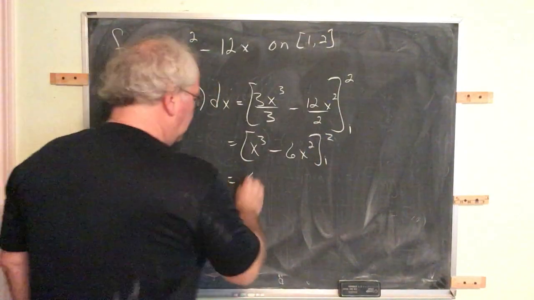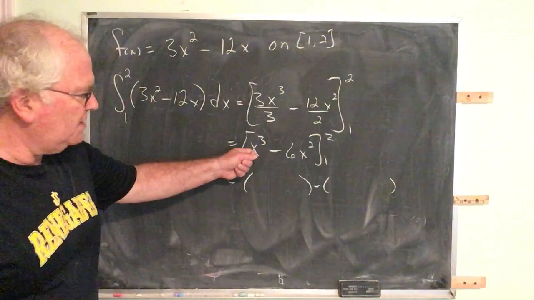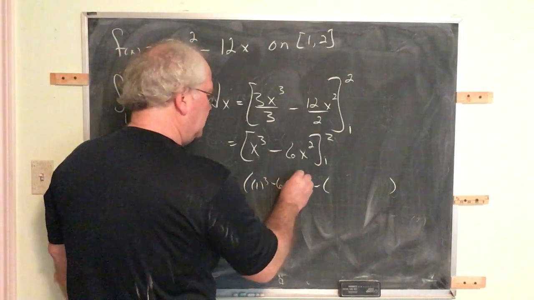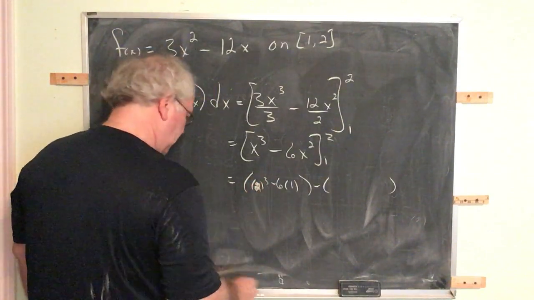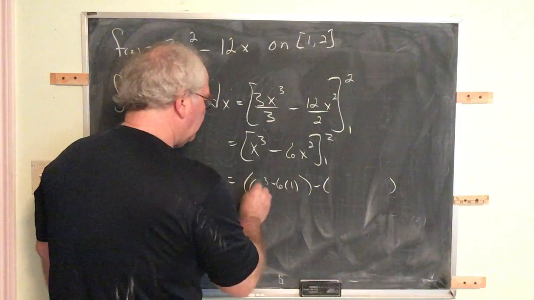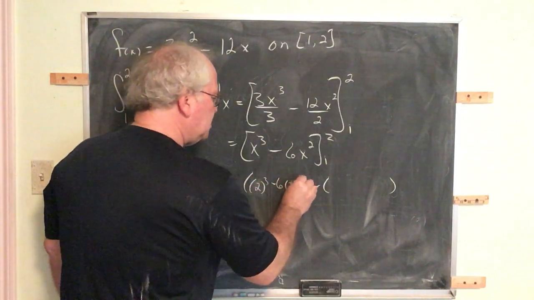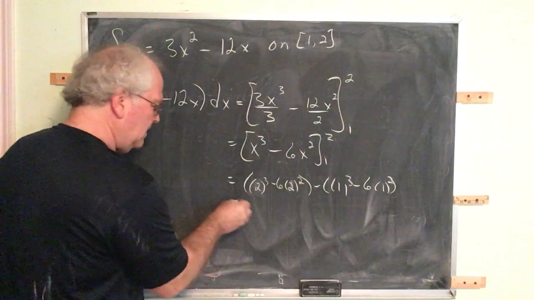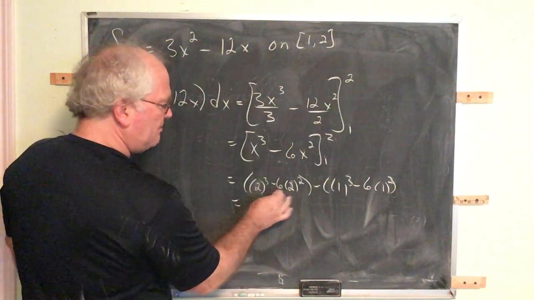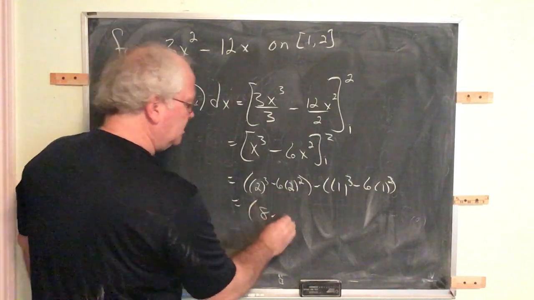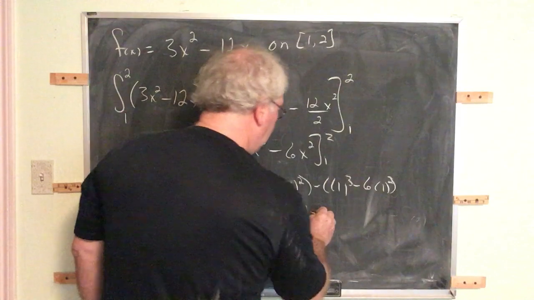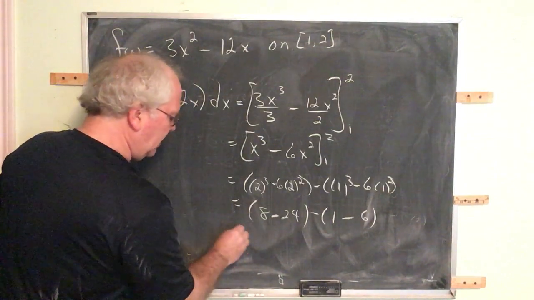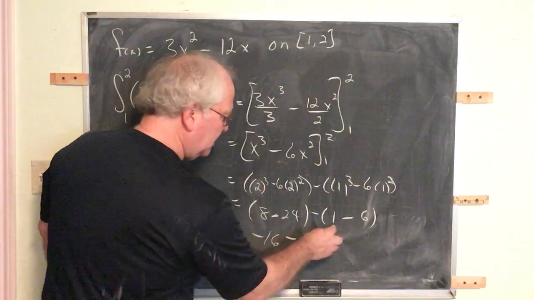All right, and so this is about as straightforward as it gets. Substitute the upper limit minus substitute the lower limit. So the upper limit is 2 to the third minus 6 times 2 squared. Then substitute 1, so this is 1 to the third minus 6 times 1 squared. 2 to the third is 8, minus, order of operations, 4 times 6 is 24. So we have 8 minus 24, minus 1 minus 6. 8 minus 24 is negative 16, minus the quantity 1 minus 6.